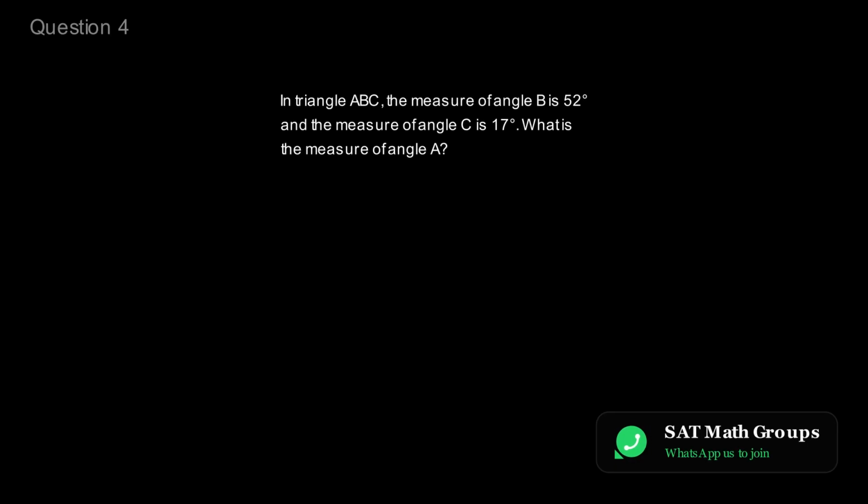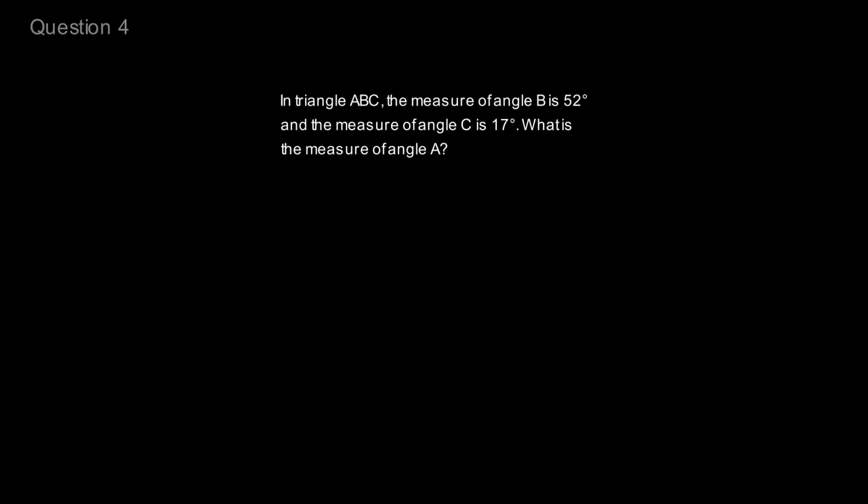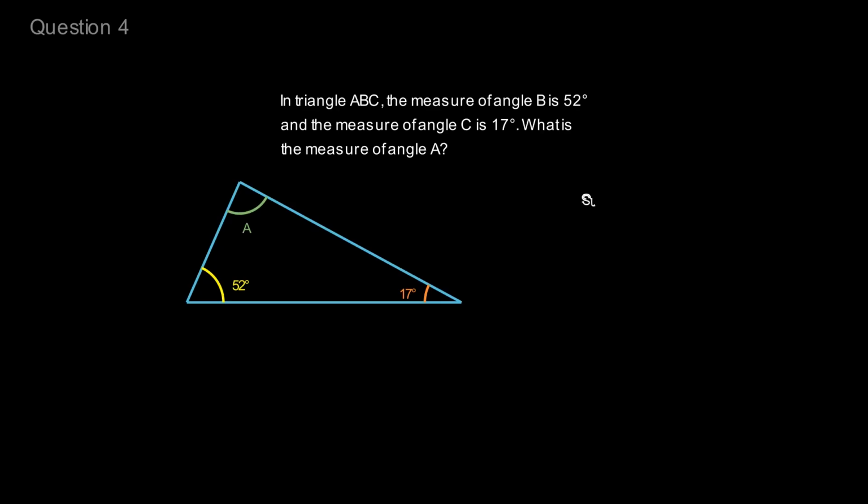Let's look at question 4. We are given triangle ABC, where the measure of angle B is 52 degrees and the measure of angle C is 17 degrees. We need to find the measure of angle A. Before we check the options, let's visualize the triangle with these angles. To find the unknown angle A, we use the property that the sum of the angles in any triangle is always 180 degrees. This means angle A, angle B, and angle C must add up to 180 degrees. By substituting our known values, angle A plus 52 degrees plus 17 degrees equals 180 degrees.